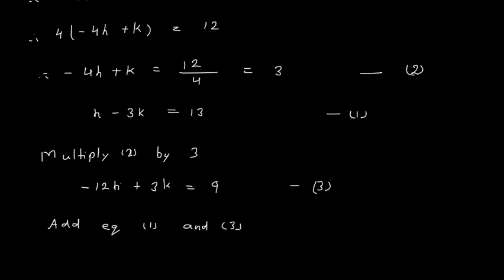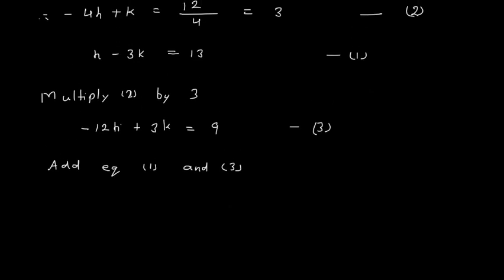So h minus 12h will be minus 11h. Minus 3k plus 3k will cancel. And 13 plus 9 is 22. So minus 11h is 22. This gives me h equal to 22 divided by minus 11, which is minus 2. So this is the value of h.